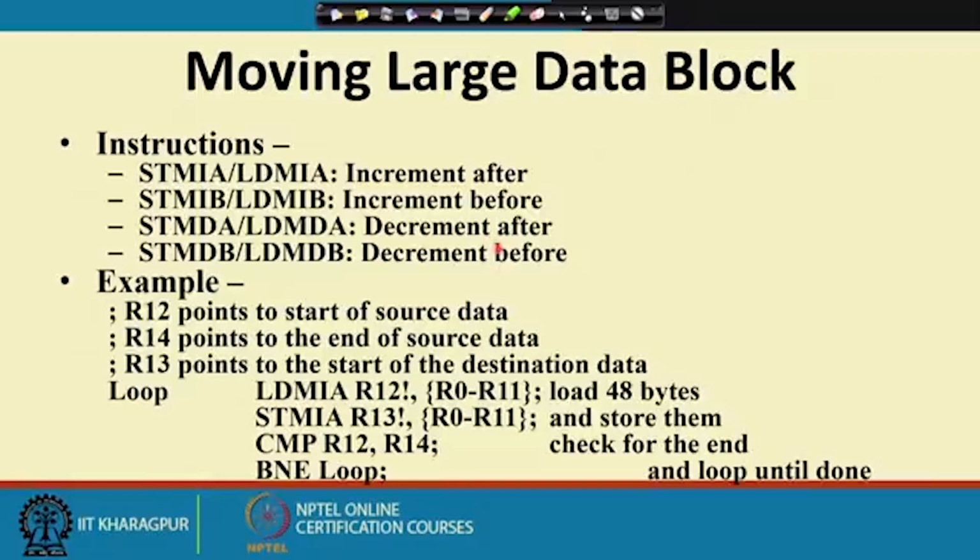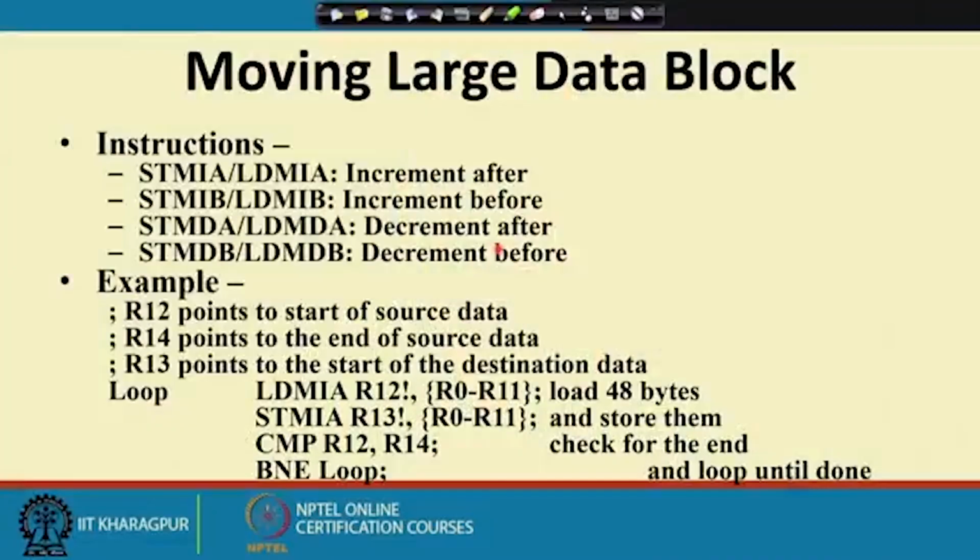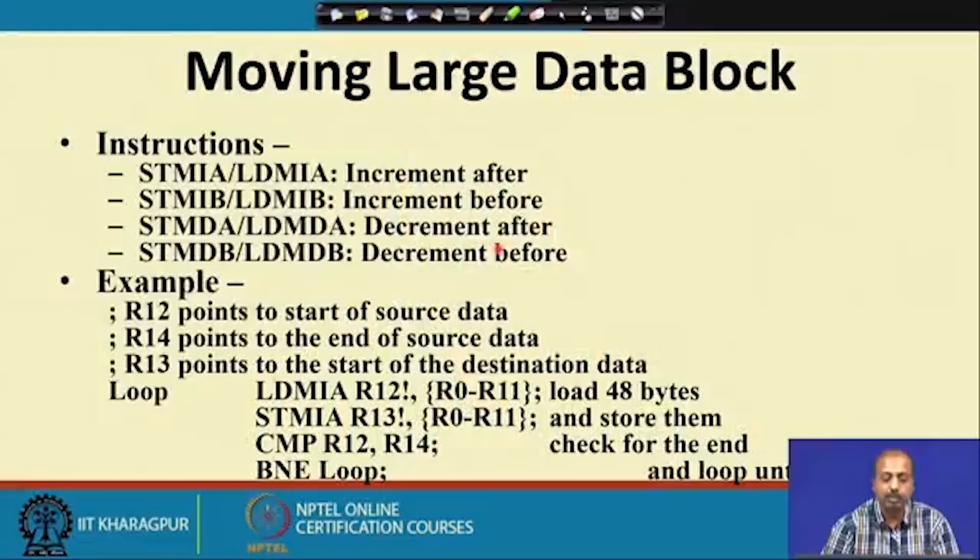So, next we will be looking into the large block of data transfer, like the move instruction that we know about in 8086 type of processors. Here the instructions that will be useful are STMIA and LDMIA, which is increment after, then STMIB and LDMIB for increment before, then STMDA and LDMDA decrement after, and decrement before.